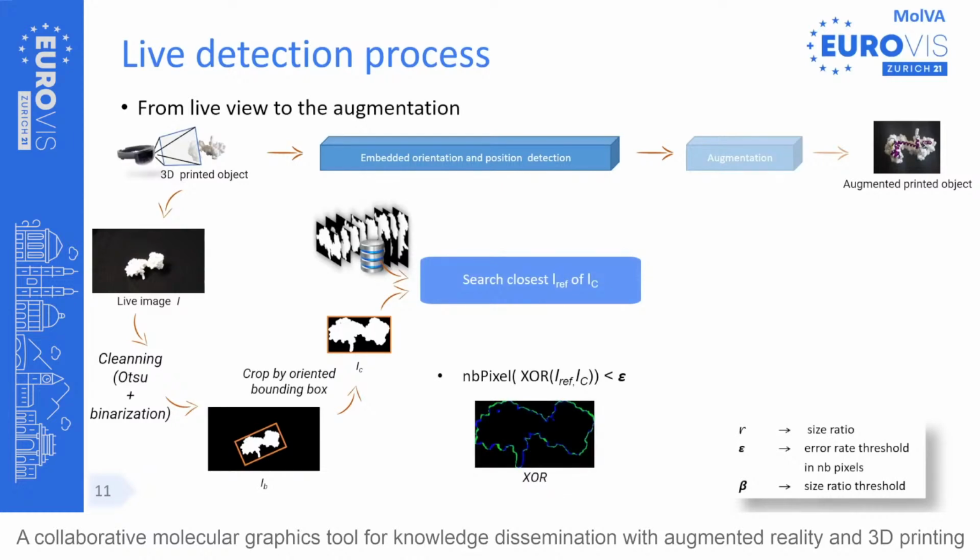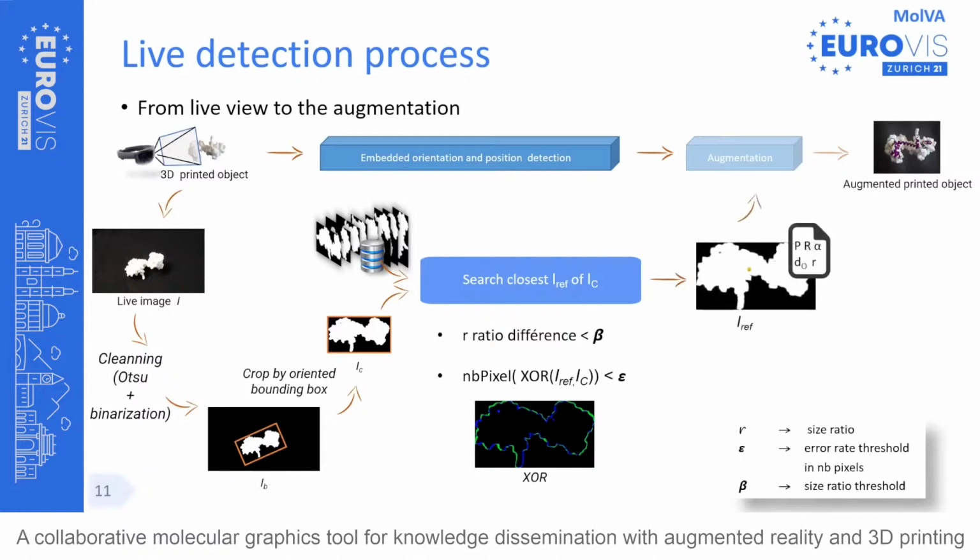The comparison is based on the XOR operator, which takes into account the shape and is easy and fast to compute. We select the reference image where the number of pixels of its respective XOR is below the epsilon error rate. Furthermore, in order to limit the number of comparisons, we only look at images with a difference of size ratio below the beta threshold. Then, the closest reference image with these features is used in the augmentation process.